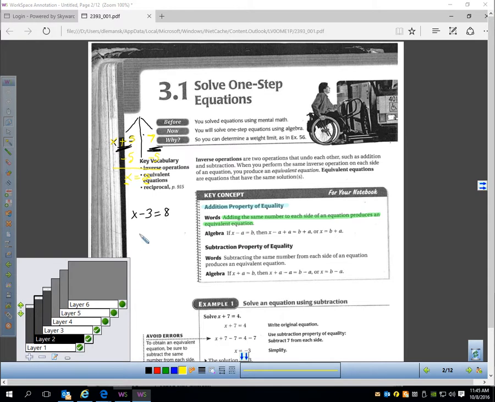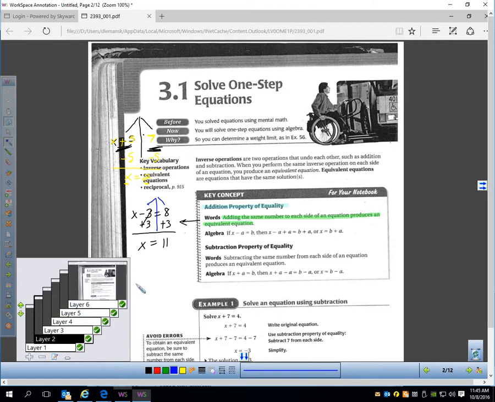For example, take x minus 3 equals 8. Right now, it's kind of like having a balance scale. Let me draw one in. Right now, both sides of my scale are balanced. If I add 3 to each side, which is using this property, my scale is going to remain balanced. X would equal 11.